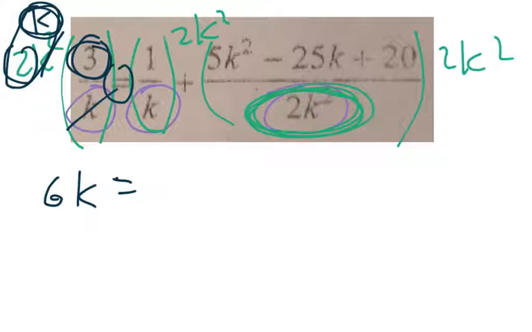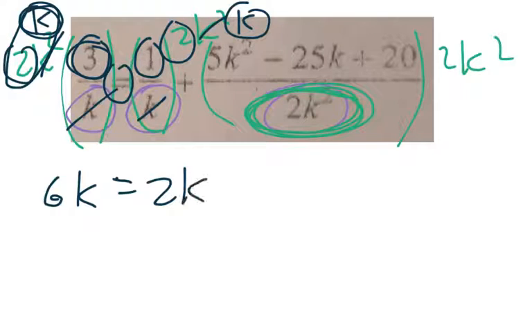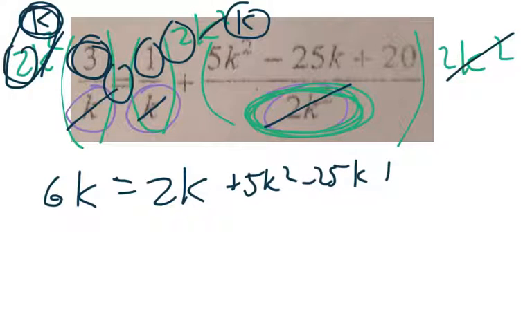Okay, let's look at the second term, the one on the right of the equals. Does everybody agree that k divides k squared again to k? And so notice I have 1 times 2 times k, which is simply 2k. Now we go on to the last big term, and doesn't 2k squared divide 2k squared? So the only thing left is 5k squared minus 25k plus 20.